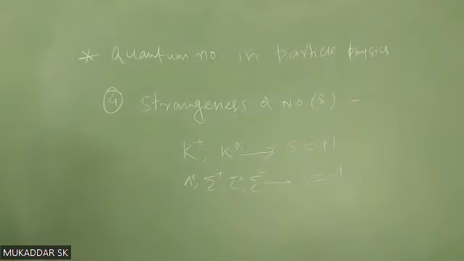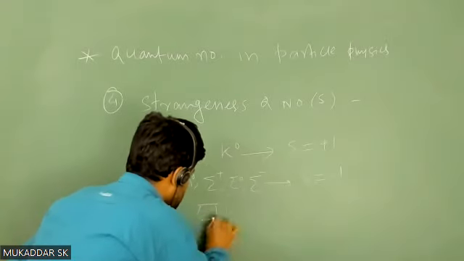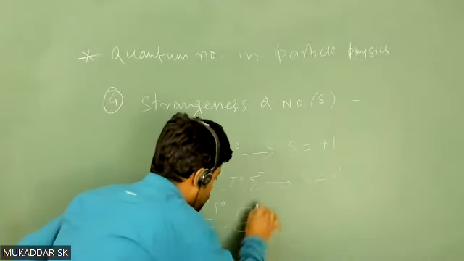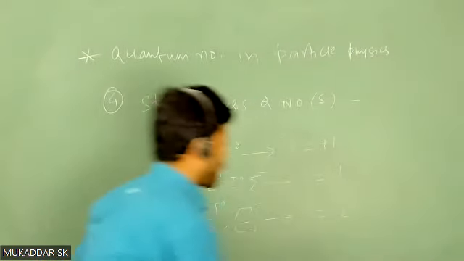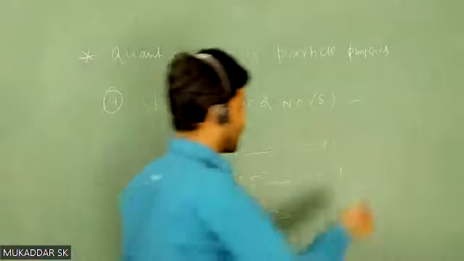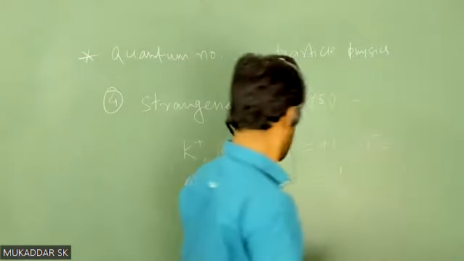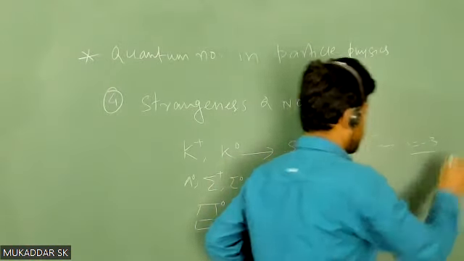Okay, and you have other particles. Suppose you have cascade 0 and cascade minus. For them, the S quantum number is -2. And you have another particle, this is also a strange particle. That is your omega minus, and for this it is -3.